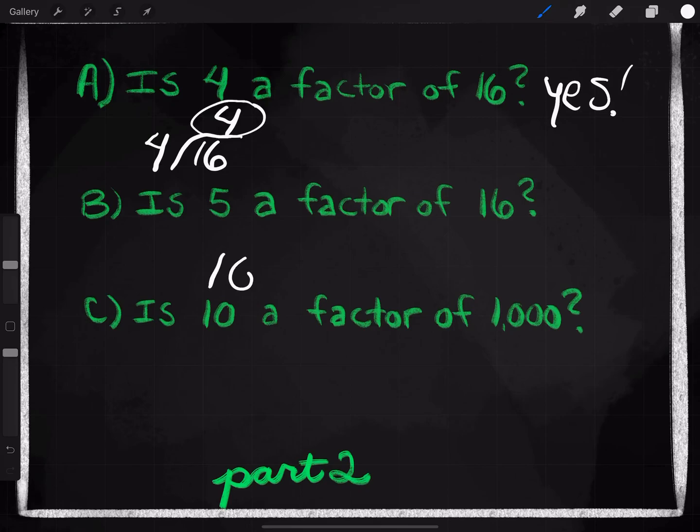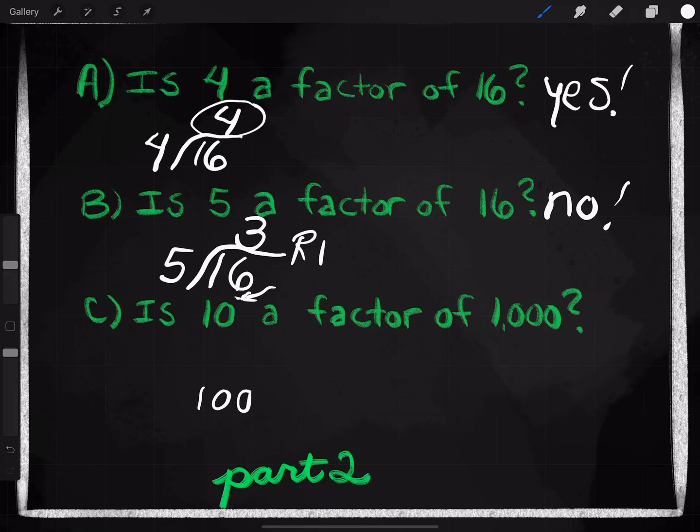Okay, is 5 a factor of 16? You'd say 5 times 3. It's not even. There's going to be a remainder. So no, 5 is not a factor of 16. Is 10 a factor of 1,000? So you can go ahead and try that. Well, you'd end up with, there's no remainder. So yes, 10 is a factor of 1,000.